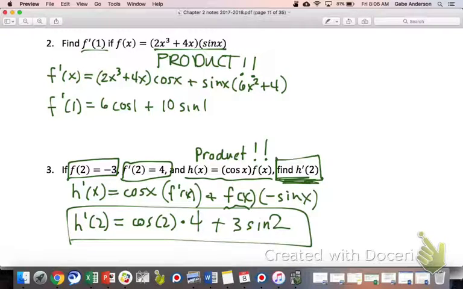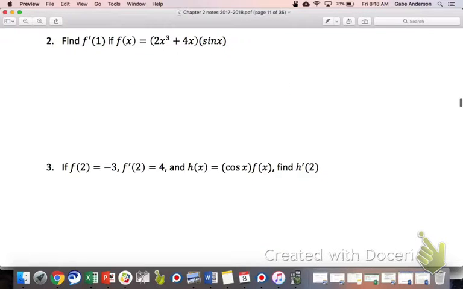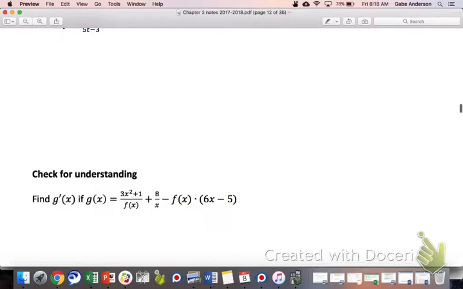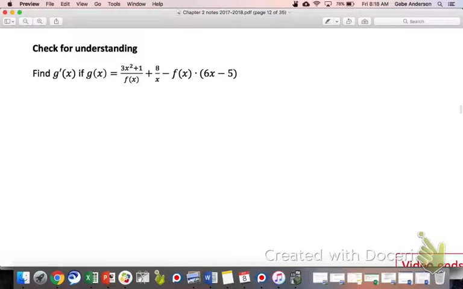All right, fair enough. Let's take a look at our next little piece here. It seemed like you're doing okay with product rule. There's some video work on the quotient rule. There was that little check for understanding.